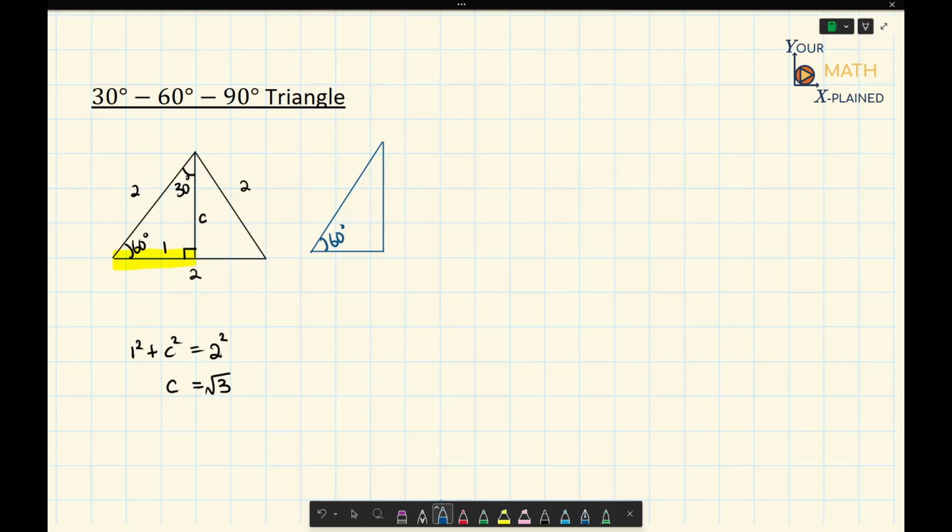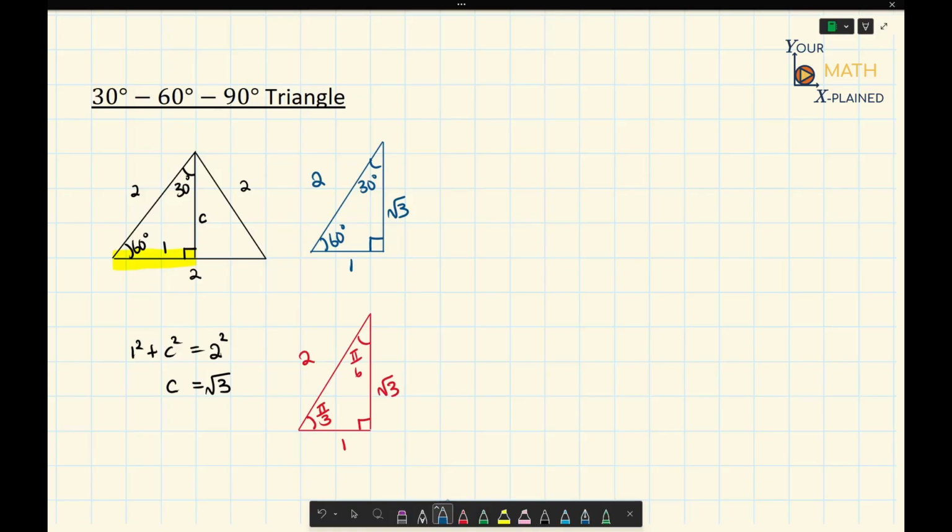So this would be 60 degrees, 30 degrees, and this here is our right angle. And then this would have sides of 1, 2, root 3. I'm going to repeat the same thing in terms of radians. So this is going to be like this. This angle here will be pi over 3. The top angle is pi over 6, and this is our right angle. And then same thing, we have 1, 2, root 3 as our sides.